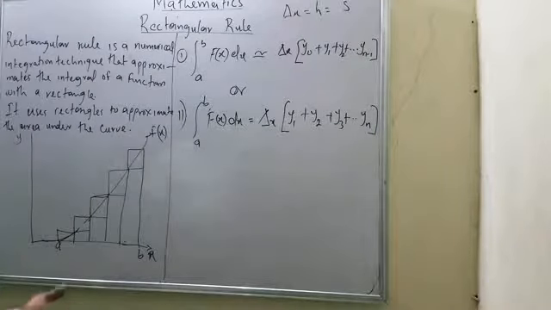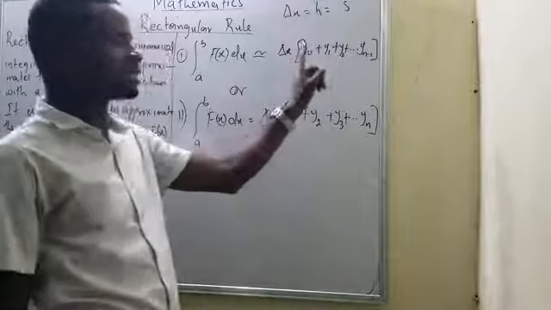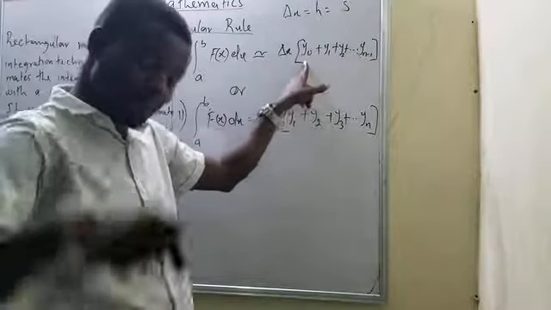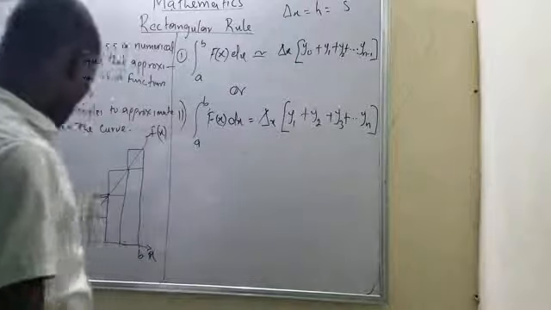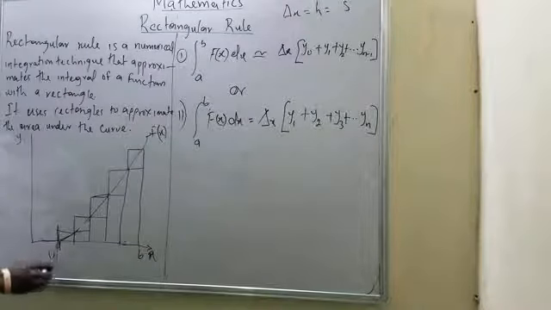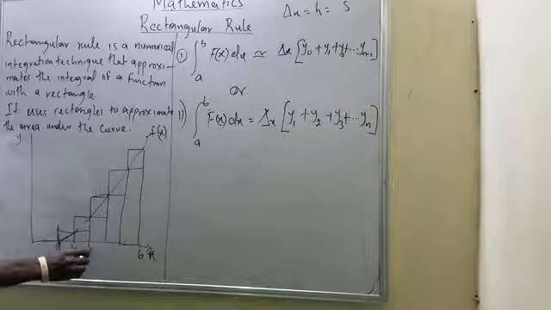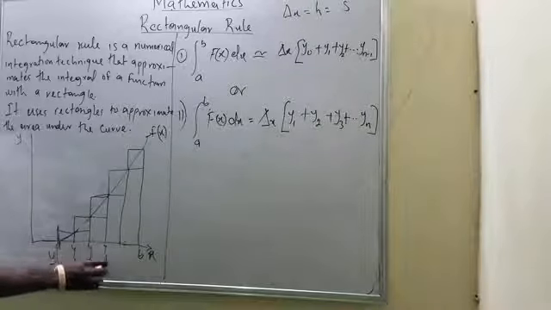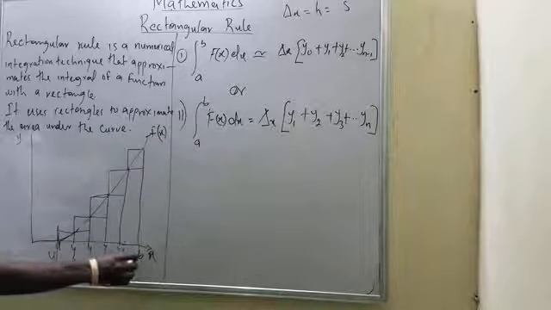What am I trying to do here is that once I'm starting from n equals 0, it means I'm starting from the beginning. y0 is at this point. This place is called y0. Then y1, y2, y3, y4, and so on.